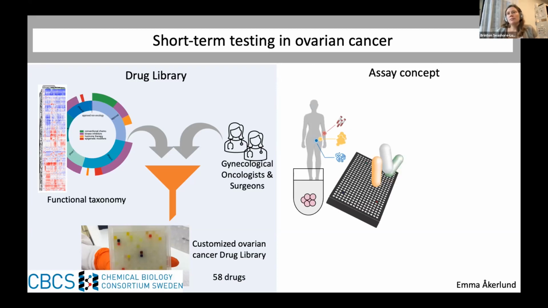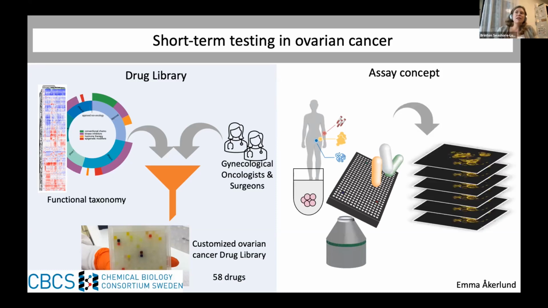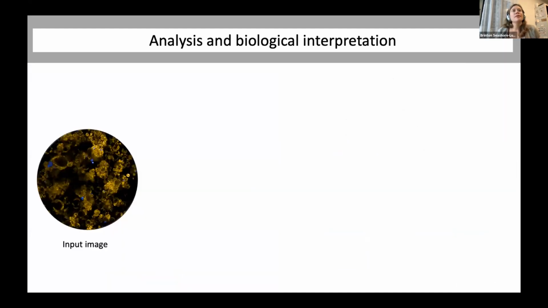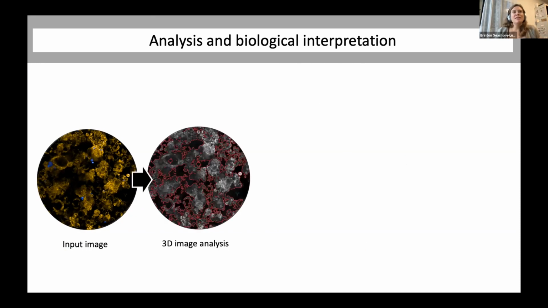We're then treating them with drugs and reading out with microscopy. This is done in plates so that we can understand the size and the growth of those aggregates. This has been done by Emma Åkerlund in our group. After that, we do some live cell imaging first and then fixed cell imaging. So we get an input image where we can find the area that's actually alive versus the area that's dead, or at the cell level, depending on which markers we're using.